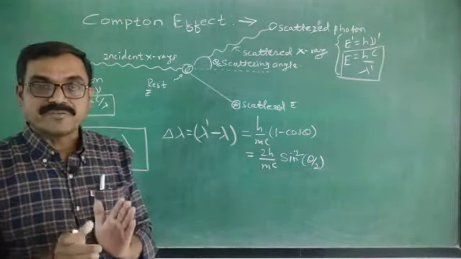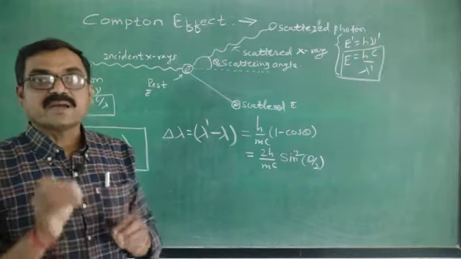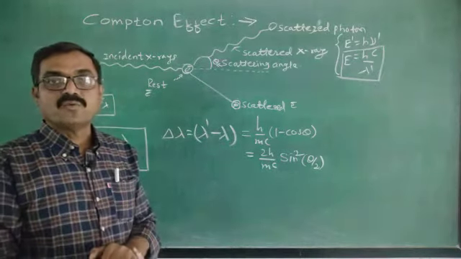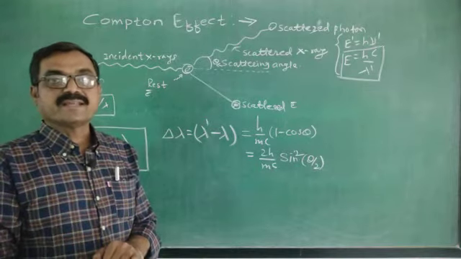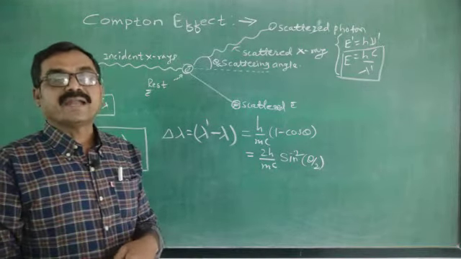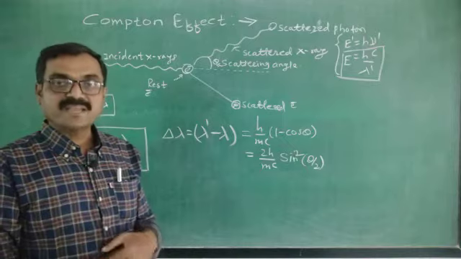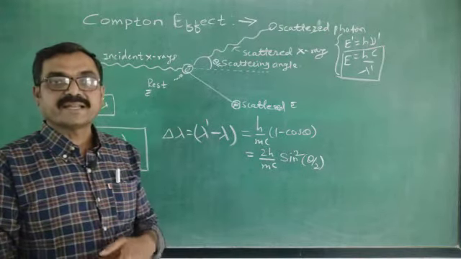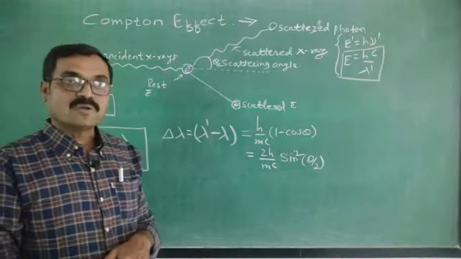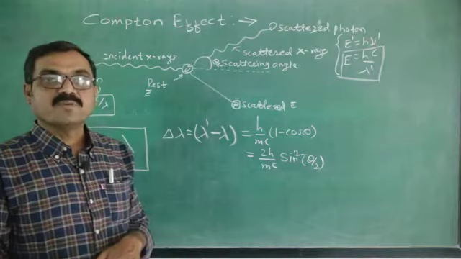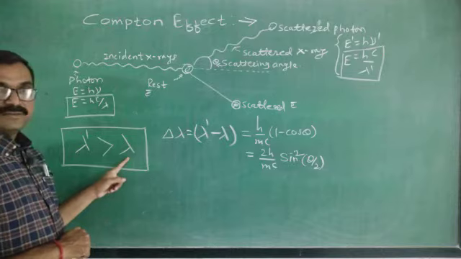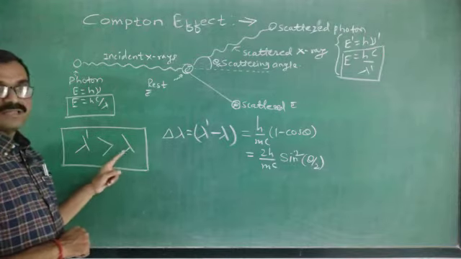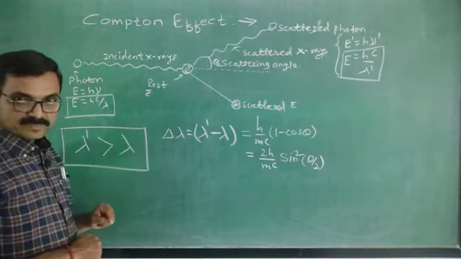Means in the Compton effect, when a monochromatic X-ray of particular wavelength is allowed to fall on the electron, the electron gets scattered and X-rays get scattered, and the scattered X-rays make some angle theta, that is scattering angle, and it is found that these scattered X-rays have a wavelength greater than that of the incident X-rays. This is called a photoelectric effect.